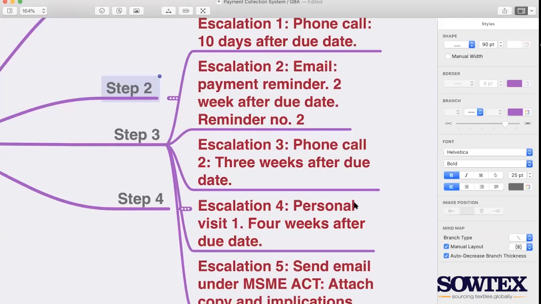So if you have a collections person, or an account manager, or you can allocate someone from the company, money is going to be very, very important. So you have to do personal visits, and these personal visits have to be escalated.